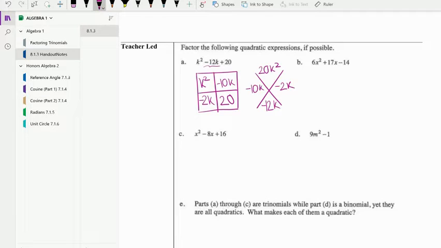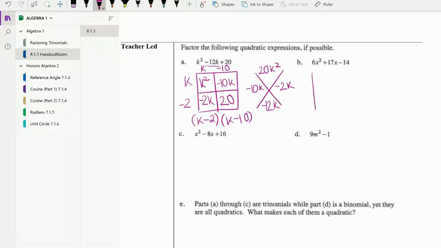All right, so from there, we're going to go ahead and find the GCF of each column or row. So the GCF of k squared and negative 10k would just be k. So k times what is k squared? K. K times what is negative 10k? Negative 10. K times what is negative 2k? Negative 2. And negative 10 times negative 2 is 20. So our factors would be k minus 2 and k minus 10. And it doesn't matter the order of how you put your answer.